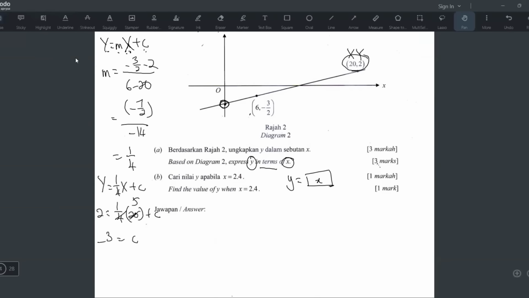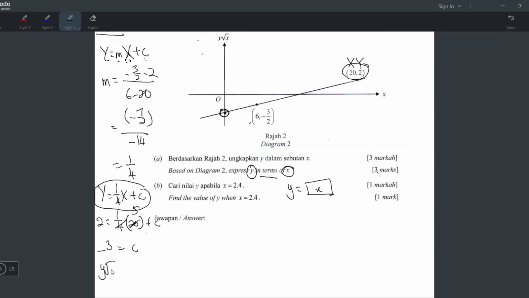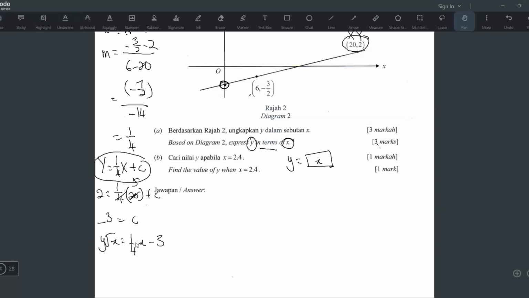Okay, now you have everything. You have the M, you have the C, you have the y-axis, you have the x-axis. So now you can actually rewrite this whole thing, but you write it in the small y, small x already. So the big Y, you will write y squared x like that. And then the 1 over 4, you write it. And then the big X will become small x because that's your x-axis. And then plus C becomes minus 3, right? Okay, so this is your equation.